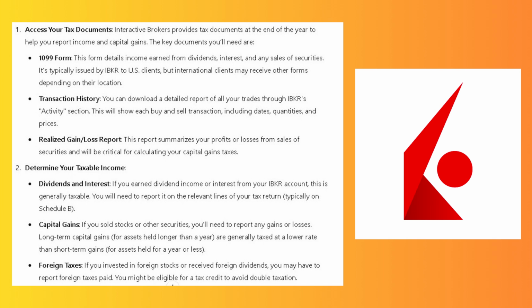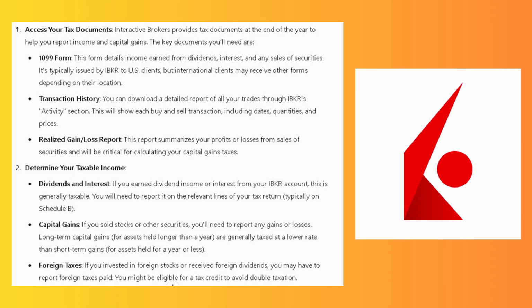First, access your tax documents. Interactive Broker provides tax documents at the end of the year to help you report your income and capital gains. The key documents you need are your 1099 form. This form details income earned from dividends, interest and any sales.